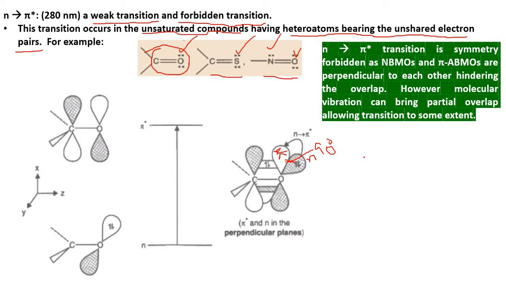But what happens if, because of molecular vibration, we provide energy to these molecules? The vibration starts, and that vibration is responsible for producing some partial overlapping between these two perpendicular orbitals, and that allows a small transition, or a transition to some extent. That's why you get a weak transition in this case.